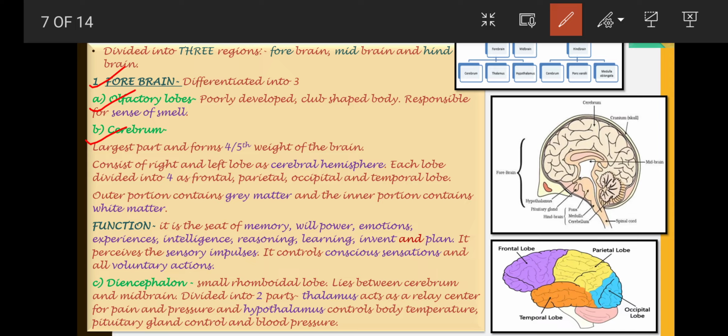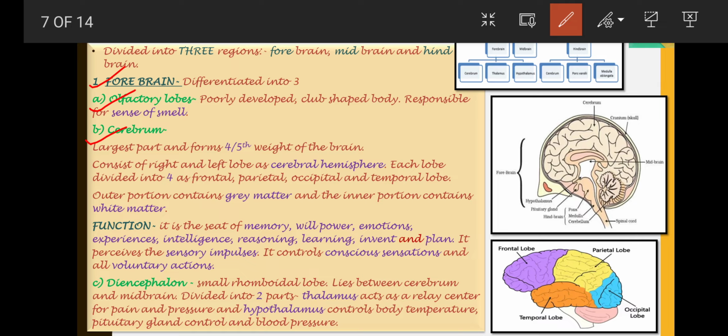Each hemisphere is hollow inside, and its walls have two regions: the outer cortex, which contains the grey matter, and the inner medulla, which contains the white matter. These grey and white matters are responsible for intelligence. The cerebrum is the seat of memory, willpower, emotion, experience, intelligence, reasoning, learning, and pain. It initiates and controls the movements of the striped muscles.